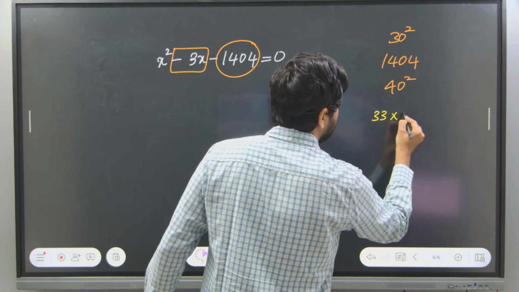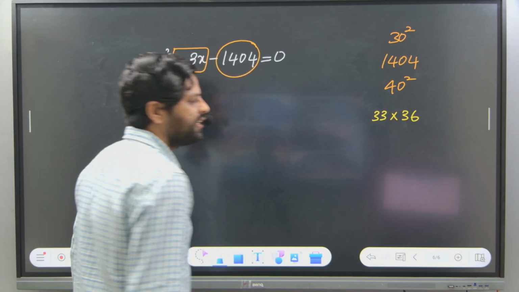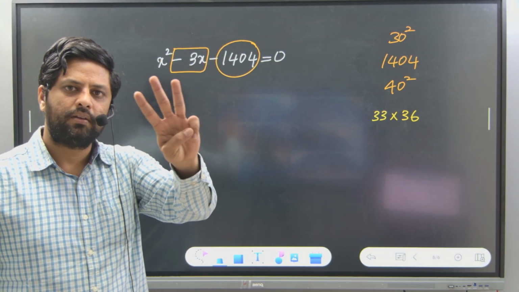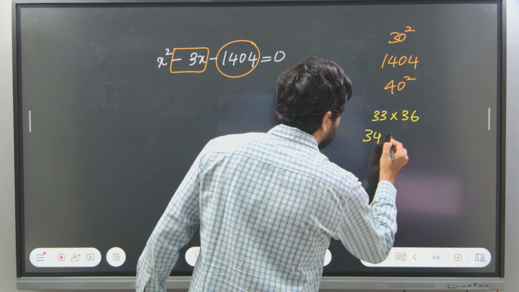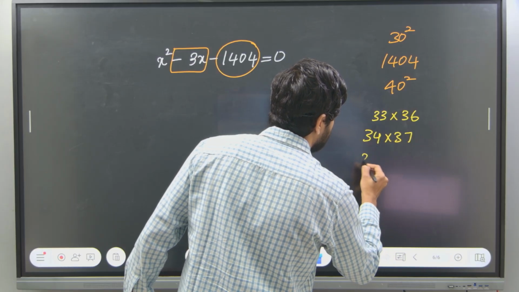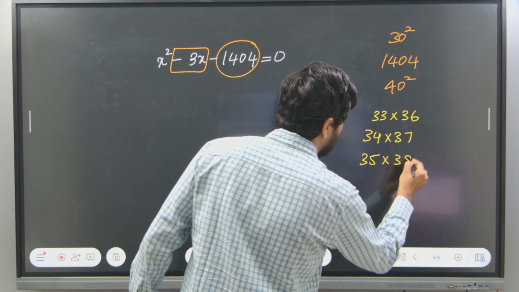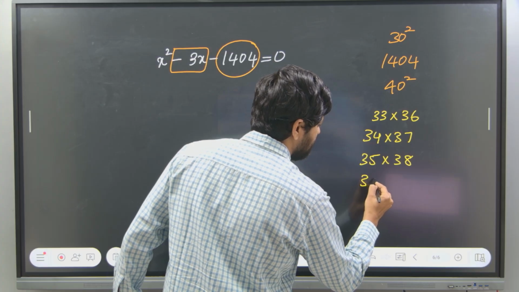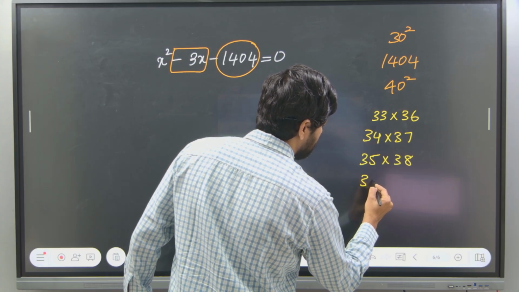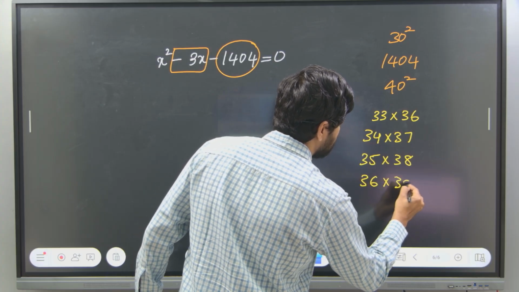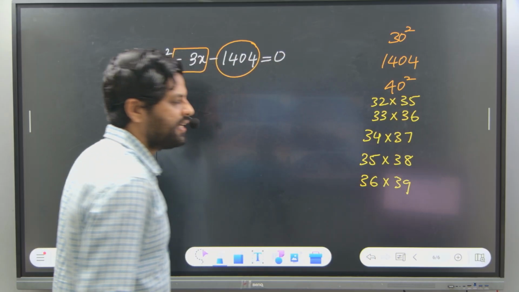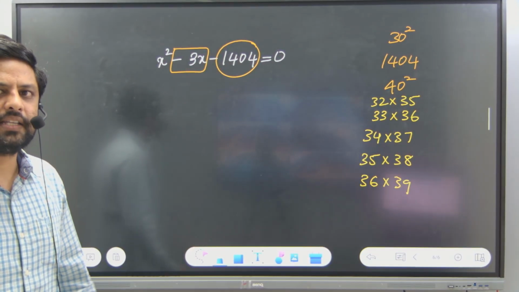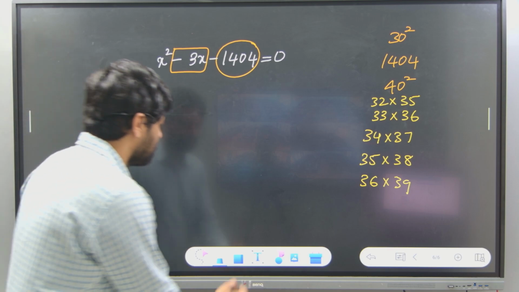It should be either 33 into 36. What is the difference between 33 and 36? 3 is the difference, right? Or it should be 34 and 37, or 35 and 38, or 36 and 39, or 32 and 35. The difference should be 3 basically. Are you getting my point? These are the possibilities.